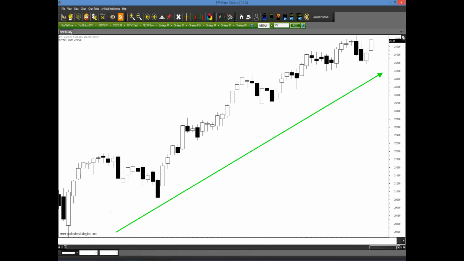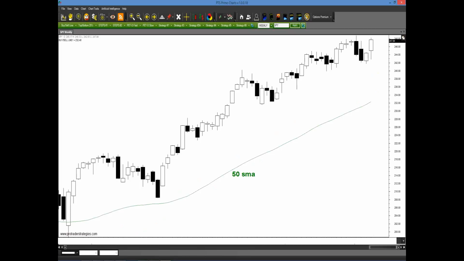Well, that's not true. This is a weekly chart of the Spiders. Let's apply the 50-period moving average. Now we can go back and look over a year, where has price been in relation to that 50-period moving average? Price has always been above. So don't you think the odds are in your favor if you're only buying above that 50-period moving average?